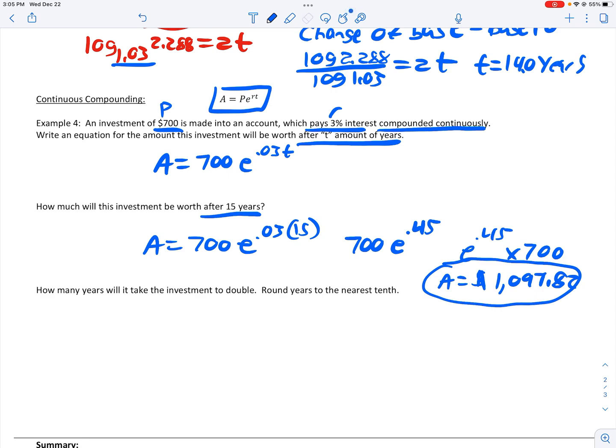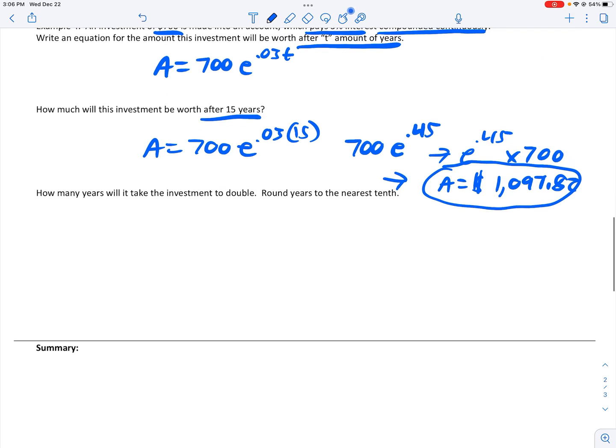So grab your calculator and see if you get $1,097.82 when you type in the equation. So e to the 0.45 times 700. Pause the video and do that right now. So hopefully you got 1,097.82. Again, you plug in e to the 0.45, then times it by 700. So you do this first, then times the 700.